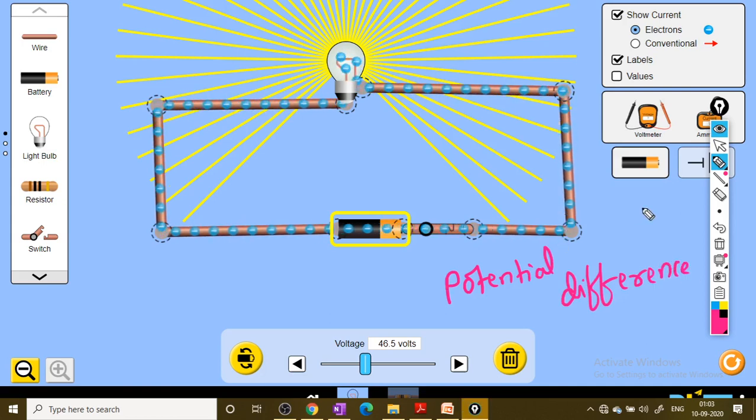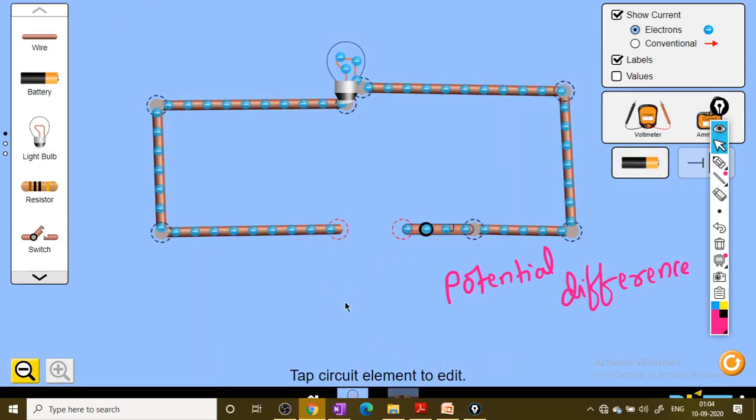So this term is very important. To move electrons, the needed thing here is potential difference. If there is no potential difference, the cell is off. Right now there is no potential difference, so the electrons are not moving. They do not move.